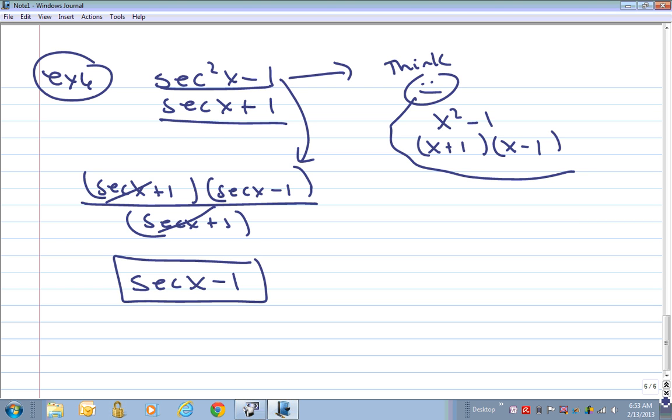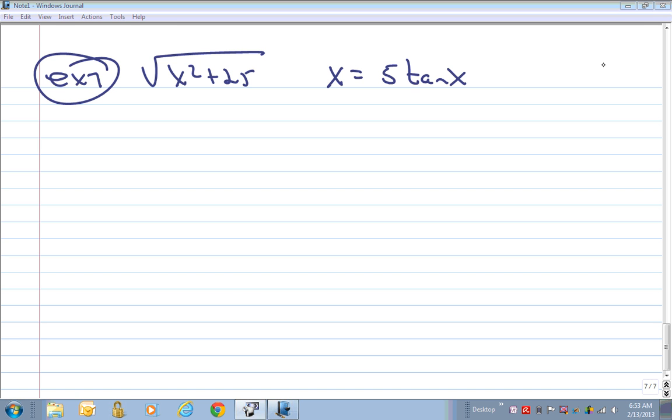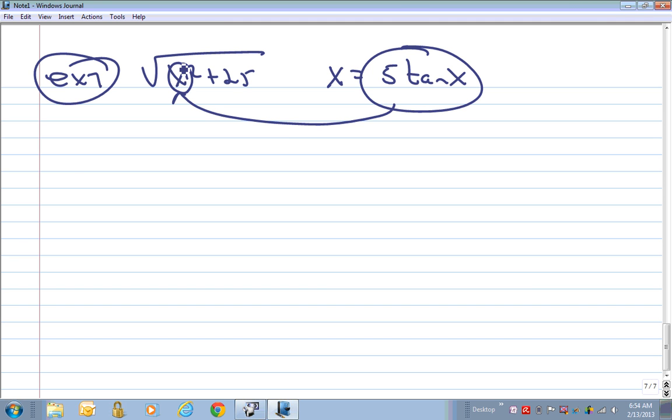All right, our last example. In this example, we're given a couple of things. We're given the equation the square root of x squared plus 25, and then we're given that x is 5 tan x. So we're going to make our substitution. We're going to take 5 tan x and substitute in for just the x part. So we're going to have the square root, and in parentheses 5 tan x with a square on the outside, plus 25.